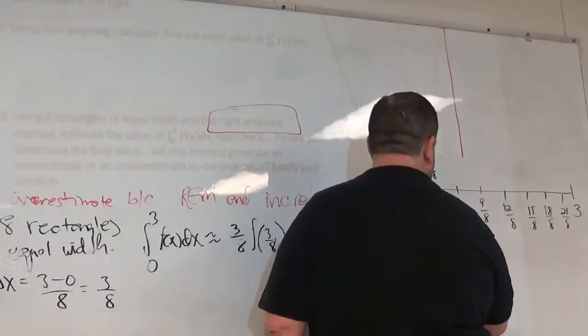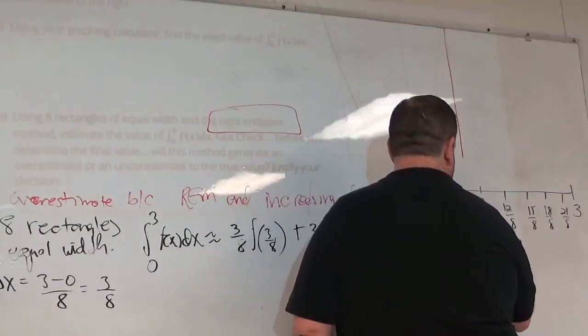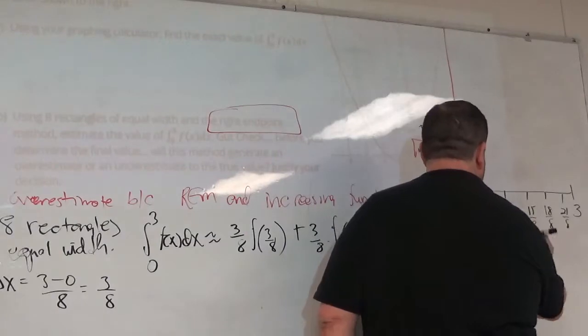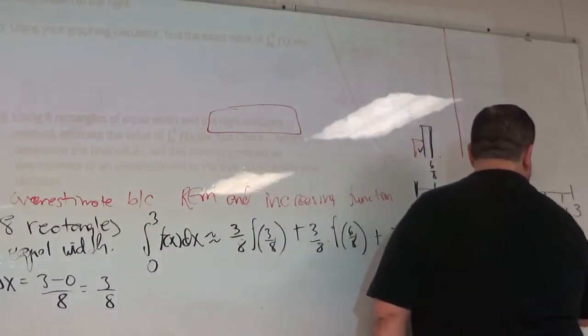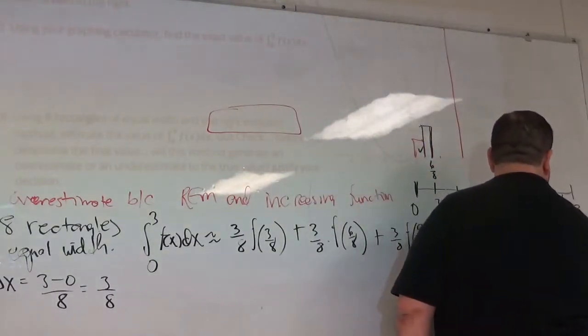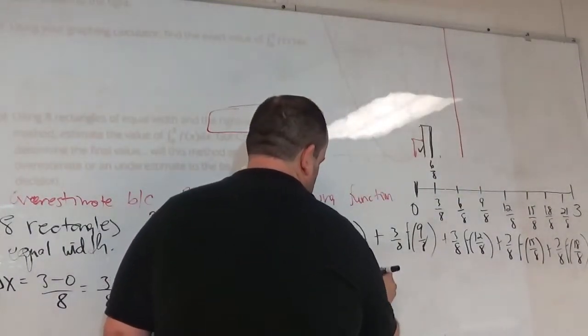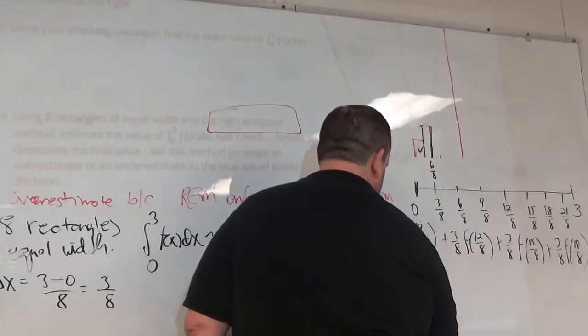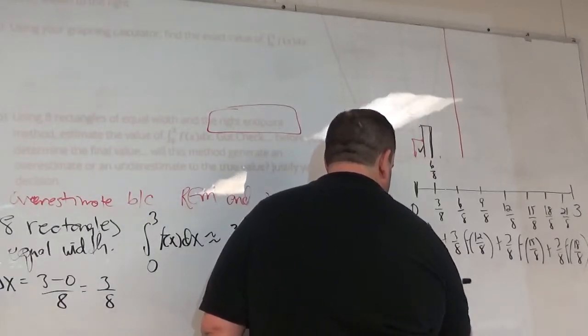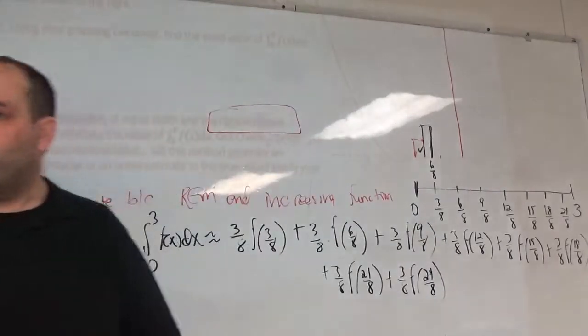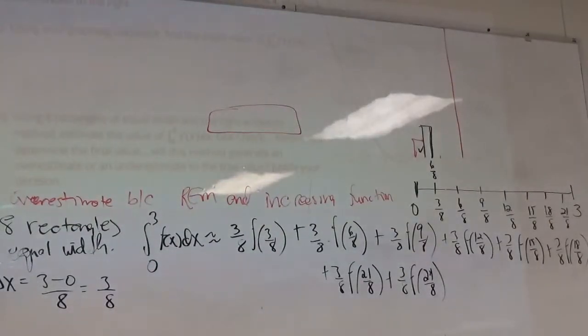So the next rectangle is 3/8 times f of 12/8. 3/8 times f of 15/8. 3/8 times f of 18/8. 3/8 times f of 21/8. 3/8 times f of 24/8. Did we capture all 8 rectangles? Yes. So the only thing left for you to do is type this in the calculator and get an answer. Okay, take a minute, get that done.